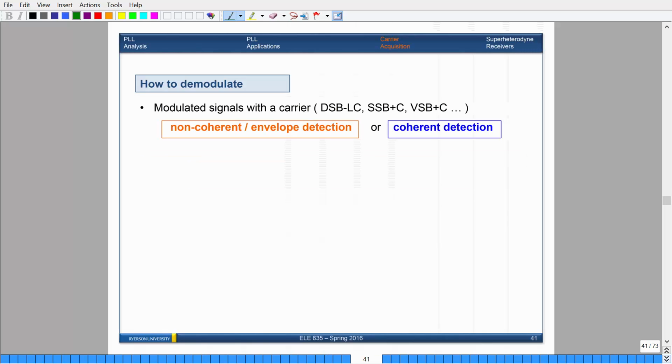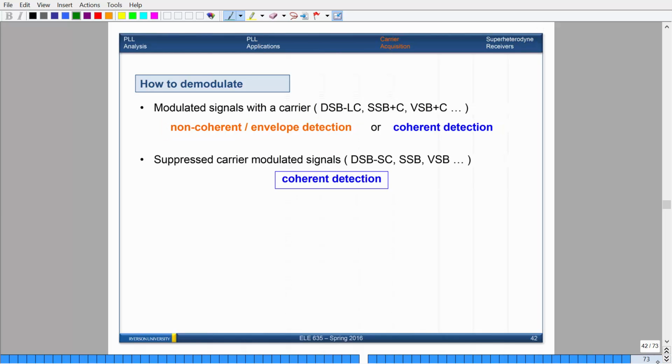Okay, so how do we demodulate? When you have modulated signals such as AM, or single sideband with the carrier or vestigial sideband with the carrier, where there's a carrier built into the actual modulated signal, there are two ways you can demodulate. The first way, which you already know, is envelope detection. That assumes that the envelope doesn't cross the horizontal axis. If it does, then you have the next technique, coherent detection, which I talked about, where there's a cosine on the receiver end, and then you do a multiplication and then a low-pass filter.